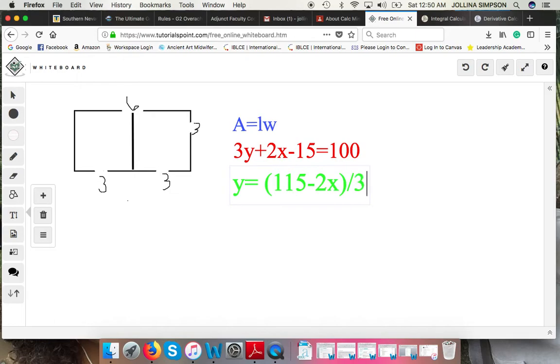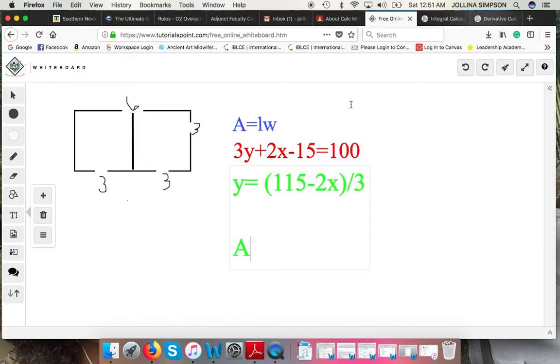All right? So if you see how I did that, I just added the 15 to this side, making this 115, and I moved the 2x to this side, making it a negative 2x, and then I divided both sides by 3, leaving my y by itself and putting my 3 over here as the denominator. So now we have our problem solved for y, and so we can go back and say, okay, let's plug this in to our area.